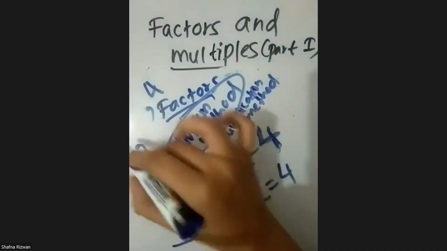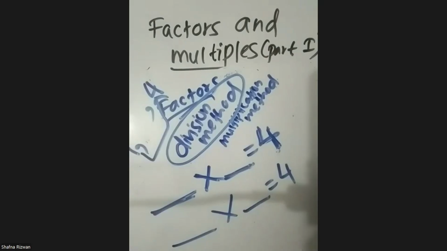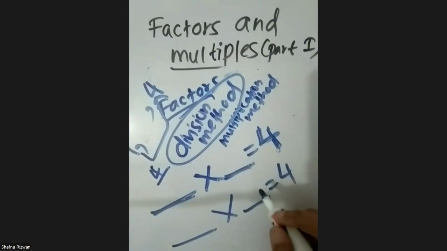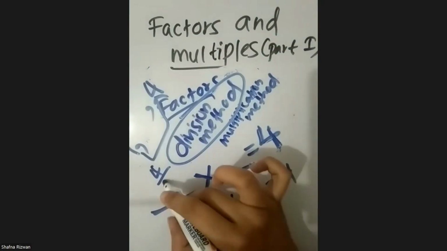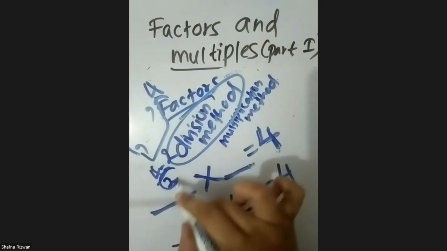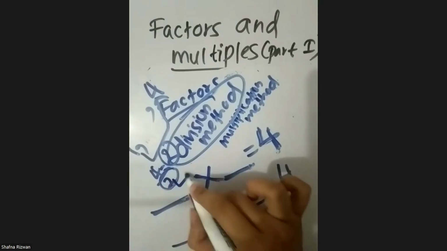First factor, we already got 1 and 4. Another factor, how can you get? That is, I am going to divide 4 by another number. What is that another number that I can take? That is 2. 4 divided by 2 is how much? 2. So this 2 is also a factor and this is also a factor. So you have to write both in pairs.